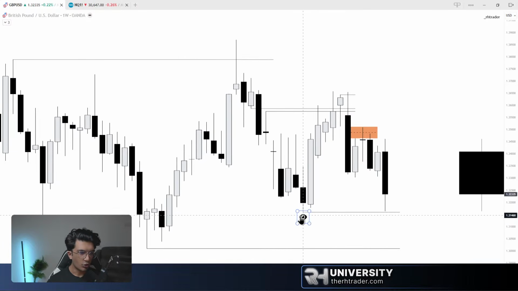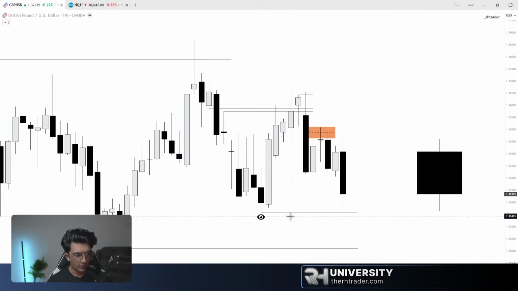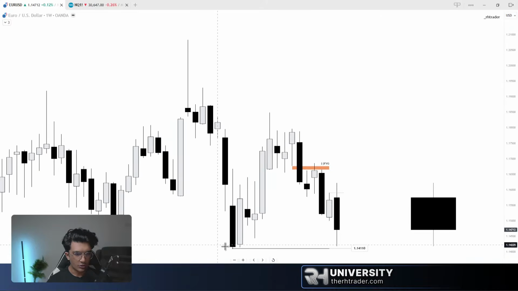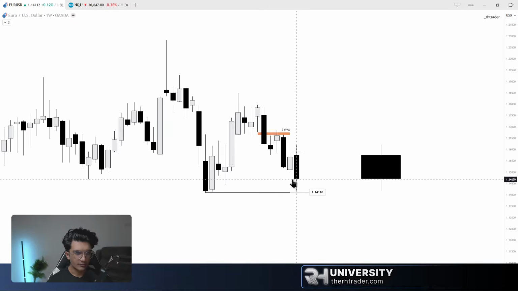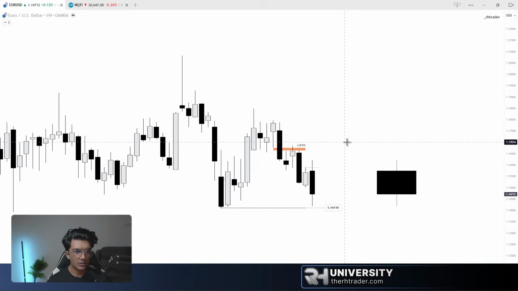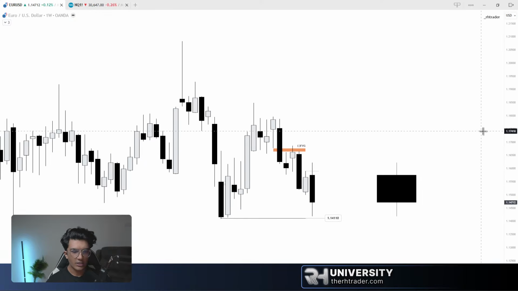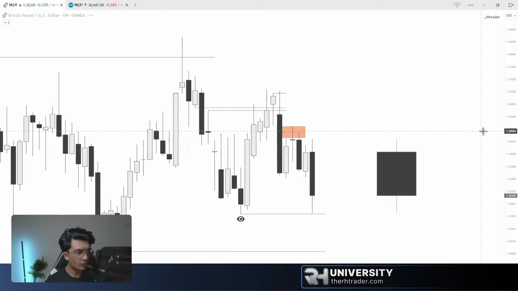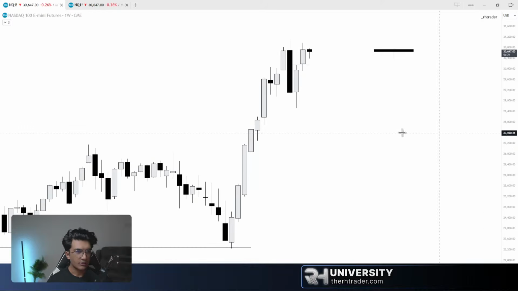You have this low, so watch this low here. And after that, of course, be sure to watch this low on Euro USD as well, right? So that is it for Euro USD and GBP. That is for Forex. Now let's move to NASDAQ, right?